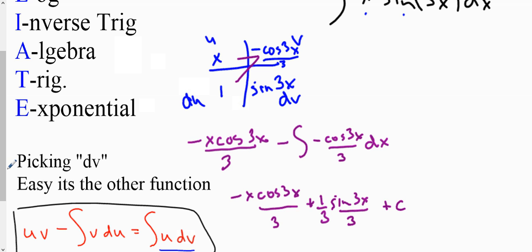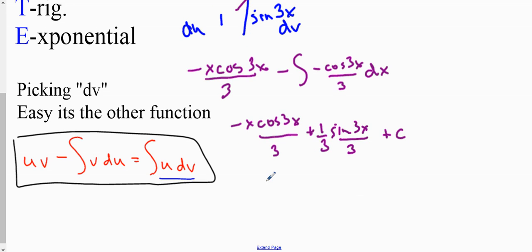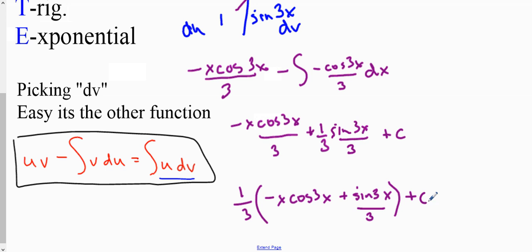Bada bing, bada boom. So what do we have here? I can factor out a 1/3 if I wish, and I wish. I have negative x cosine of 3x plus sine of 3x, whole over 3, and right there I'm going to add plus c. I believe I did everything right. Yep, it appears I did. Awesome, and that's what we got. That's our answer. We can box it.